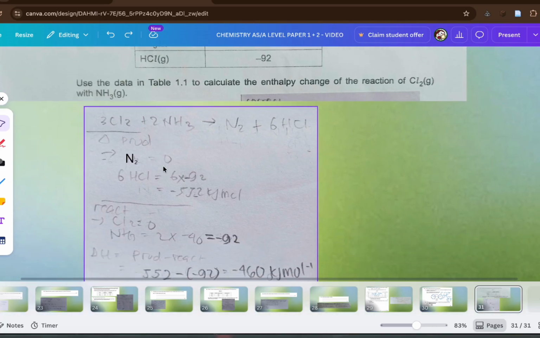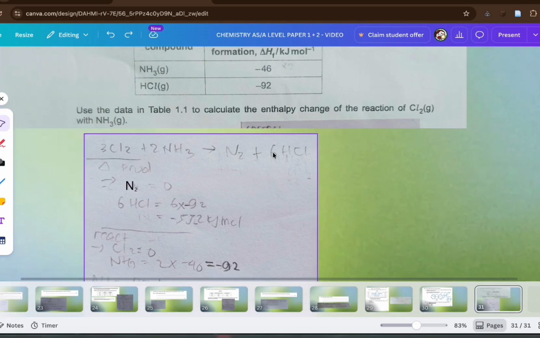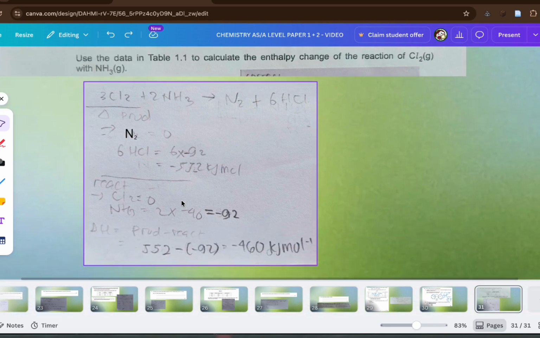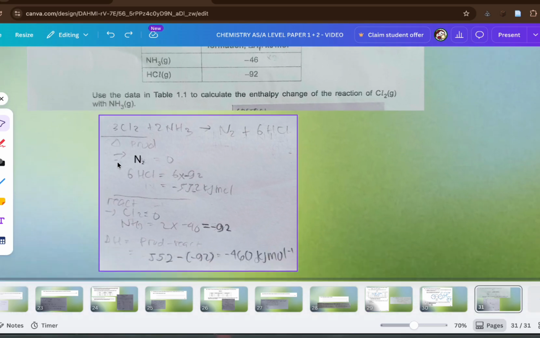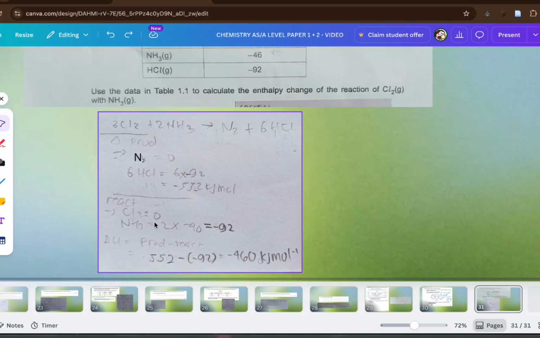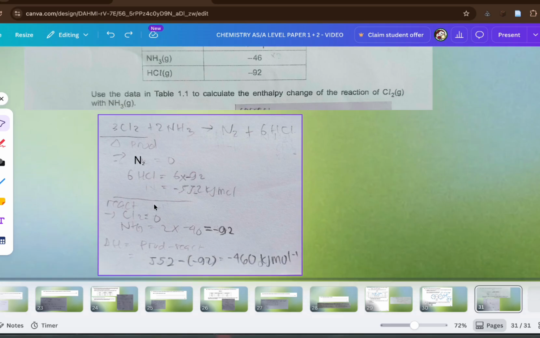We just have to calculate the enthalpy change of the products first. For nitrogen, there is 0 enthalpy change. For hydrogen chloride gas, there is -92. But because there's a coefficient of 6 here, we multiply it by 6, which results in -552. For the reactants, we have chlorine, which of course has 0 enthalpy change, while ammonia has -46. But because there's a coefficient of 2, we multiply it by 2, which gives us -92.